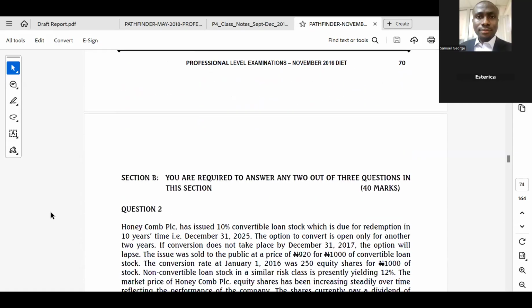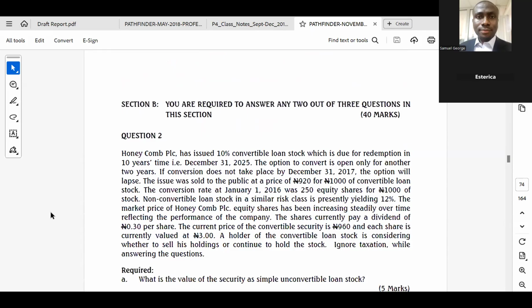So I read. A short story. Honeycomb PLC has issued 10% convertible stock, which is due for redemption in 10 years' time, December 31, 2025. The option to convert is open only for another 2 years. If conversion does not take place by December 31st, 2017, the option will lapse. So that is, the option to convert is 2 years, and this bond is for 10 years.